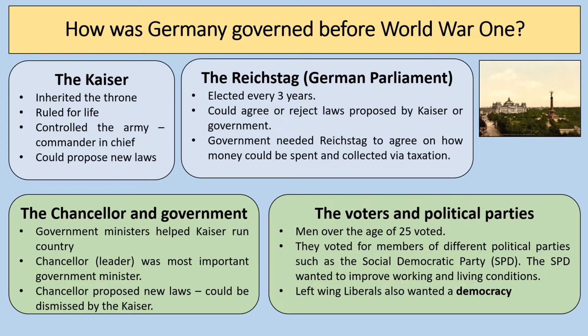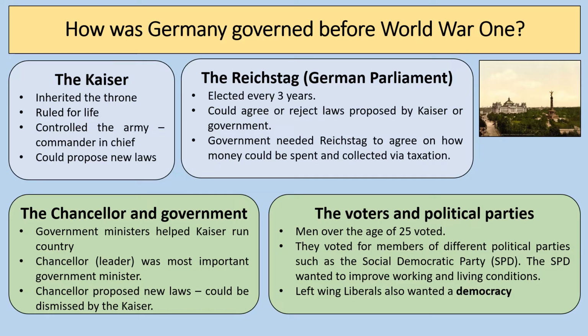Having said that, the Chancellor was similar to a Prime Minister, really. The Chancellor could propose new laws, but as we've seen there, they could be dismissed by the Kaiser. Now, the Chancellor, it means leader, and that's obviously an important position. Into the Weimar Republic, that idea of a chancellor remains. You probably know that Hitler was appointed Chancellor of Germany in January 1933.